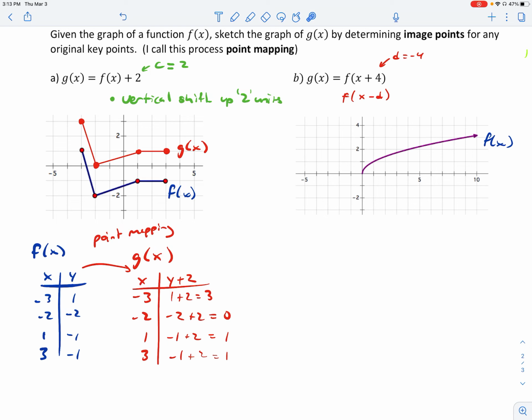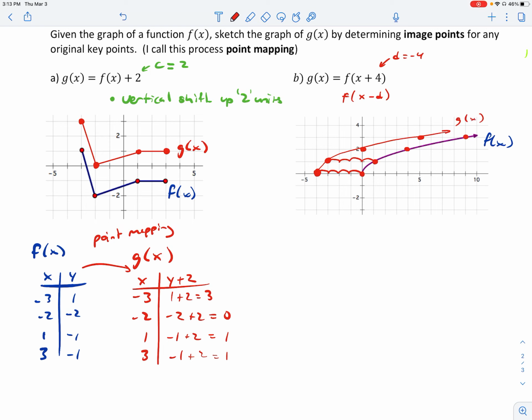So if d is negative 4, that means we have to shift left 4 units. So this point here is going to move over 4 to right here. This point 1, 1 also moves over 4 to right here. I can do that again with this one here, 4, 2, that would move over 4, so that would bring it exactly to right here. This looks like 9, 3, that's going to move over 4, and that would go to right here. So notice, I just kind of did this transformation without doing the point mapping.